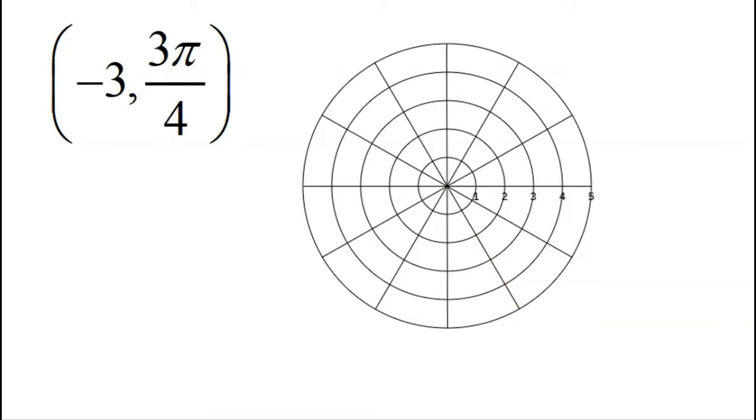All right, now things get a little bit tricky when our r value is negative 3. Now notice the radius is still 3, because the radius is the absolute value of your r value, which is going to be 3. So I'm still going to be on that circle of radius 3.